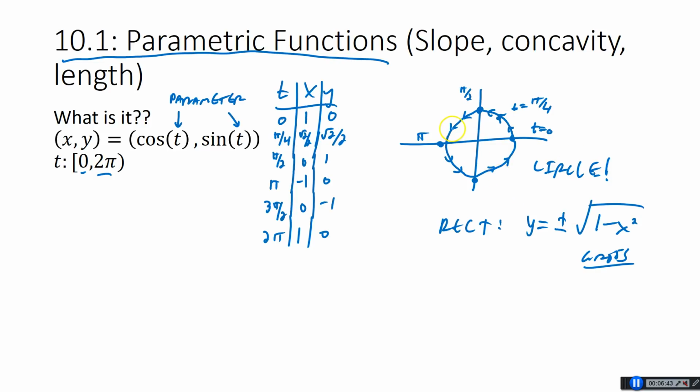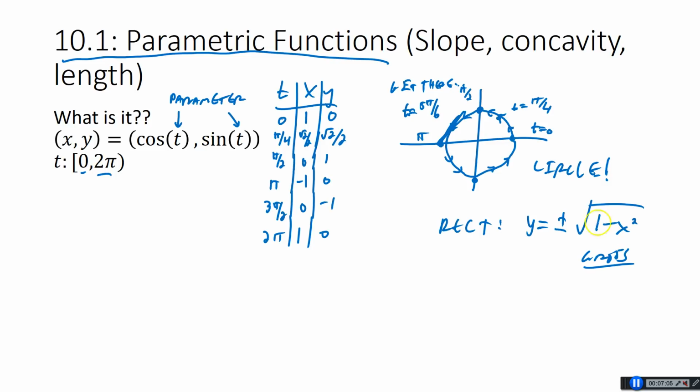So now again, as I said before, I might ask, well, what's the slope when t equals like 5 pi over 6? So we'll get there. We're going to learn that formula today. But being able to find the slope of something like this is kind of the new thing that we're going to be doing today, and also talking about concavity and length of a curve.